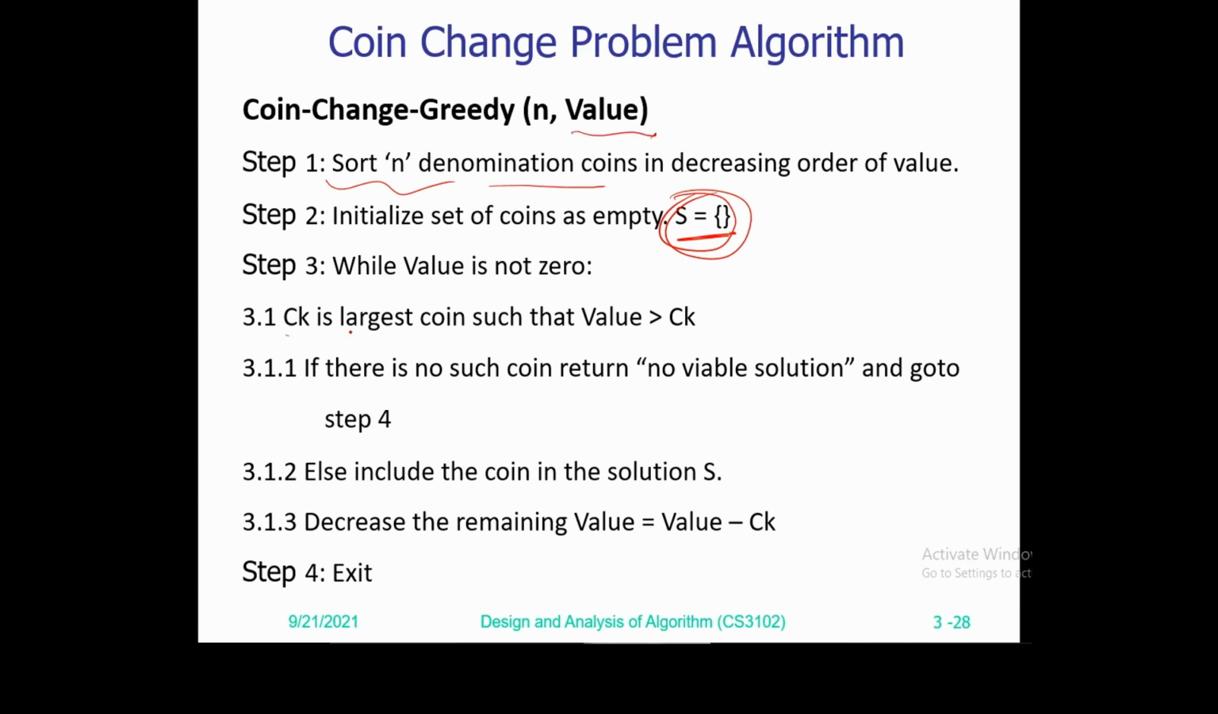Assume Ck is the largest coin such that value is greater than Ck. As I mentioned, suppose it was 93. The largest coin just smaller than 93 is 50. So Ck is the largest coin such that value is greater than Ck. If there is no such coin, it means there is no viable solution, and we go to step 4, which means exit. If there is no such coin, then we can go to step number 4.